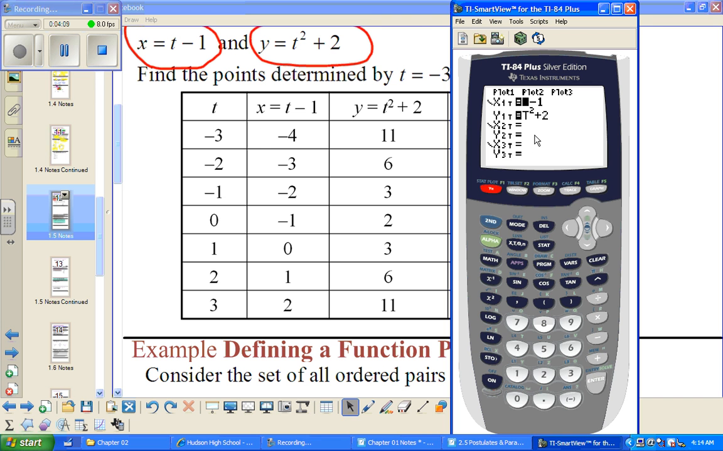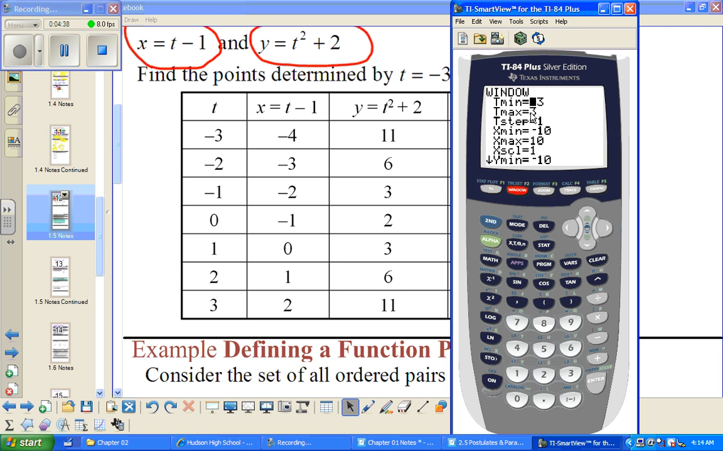I already plugged them in here. You can do the same. You can pause this whenever you need to. Before you graph that, you want to go to your window and take a look at what's different. There's a T-min, T-max, and a T-step. Basically, this is showing what values you want to plug in for T to graph.